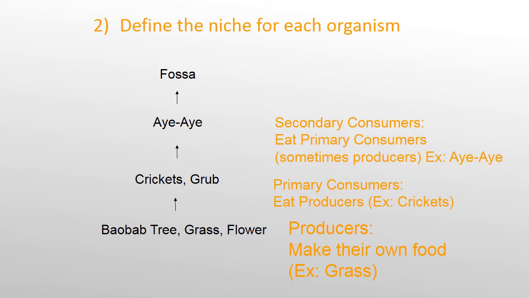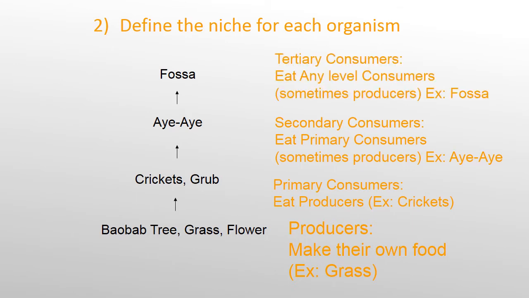Then you've got the aye-aye, for example, a secondary consumer, which eats primary consumers, sometimes producers. And then the fossa would be the tertiary consumer, which eats any level consumer, sometimes producers. So they'll eat basically everything else. That's their job. This is what they do.